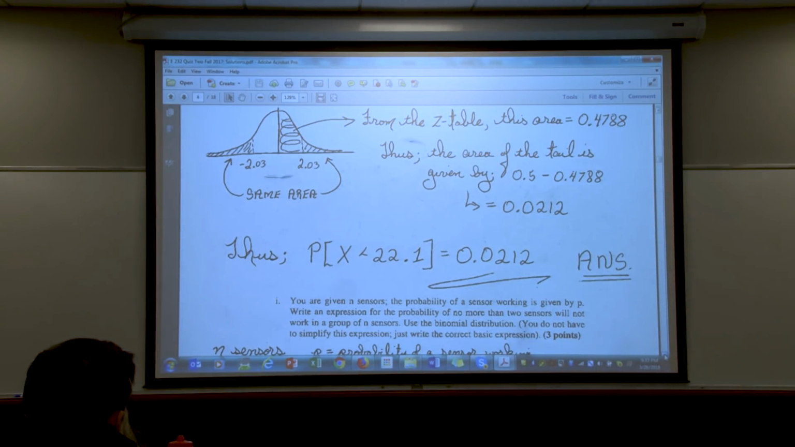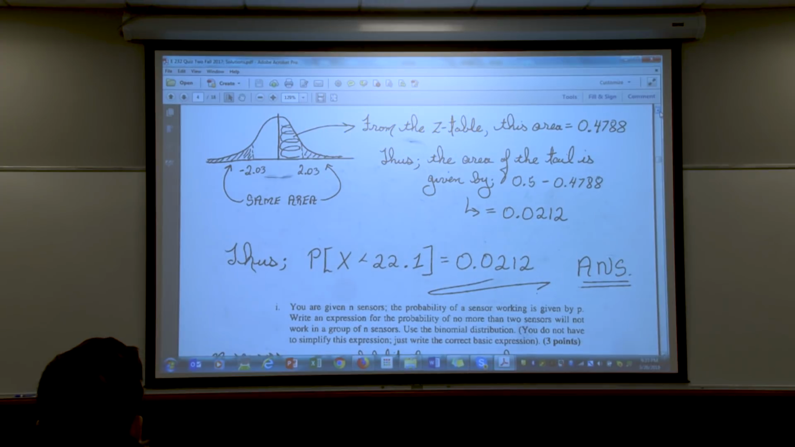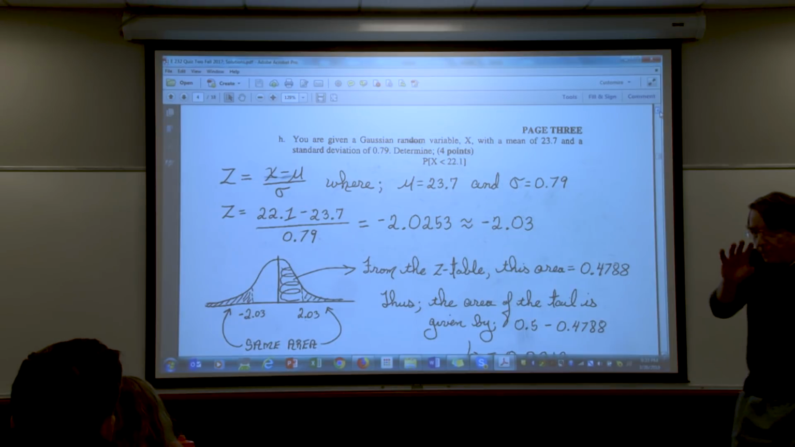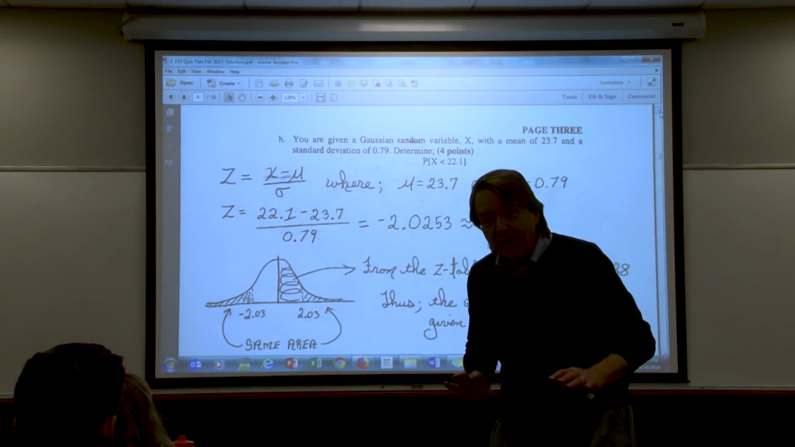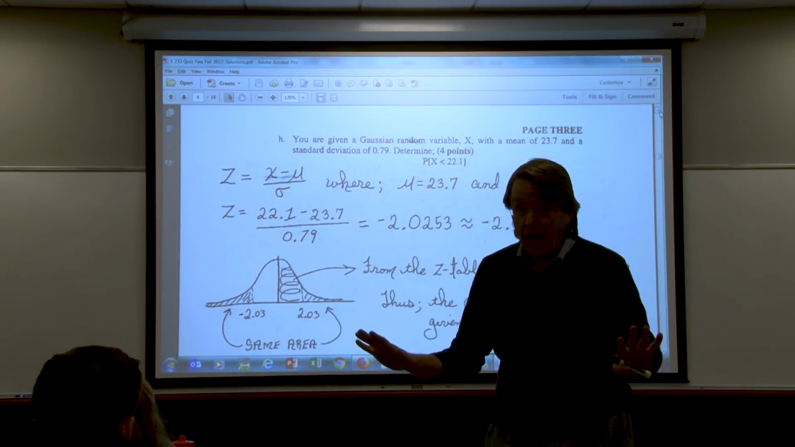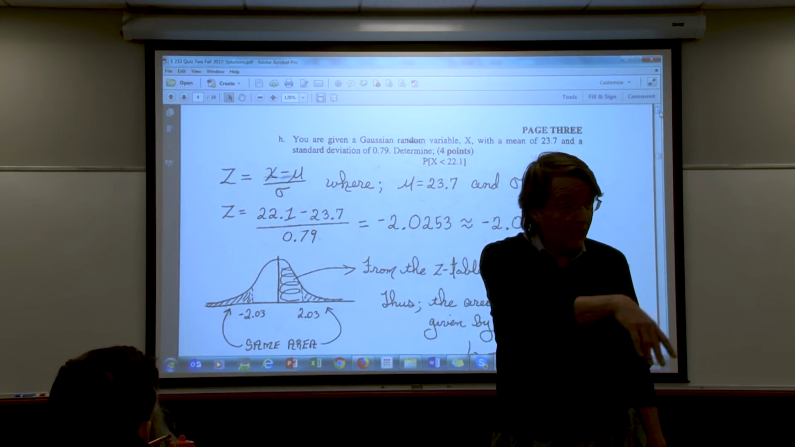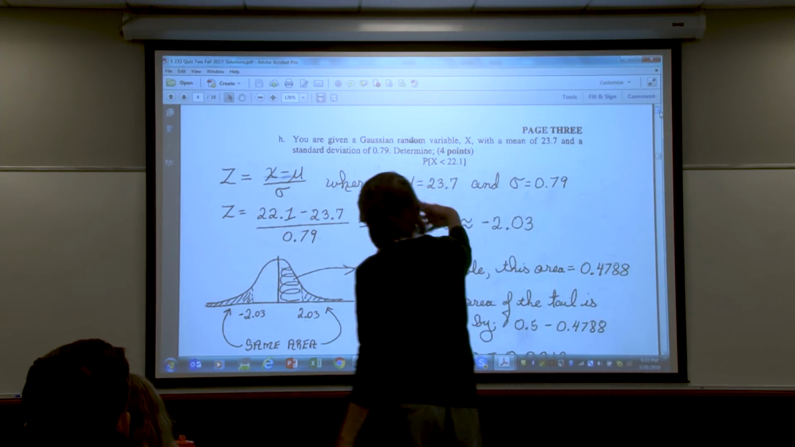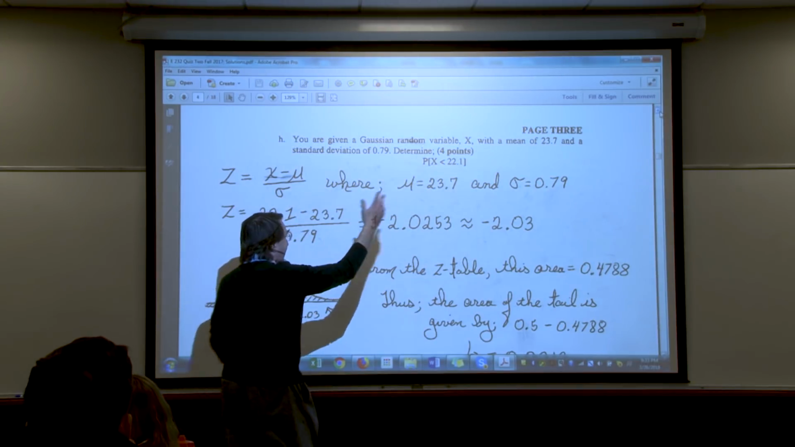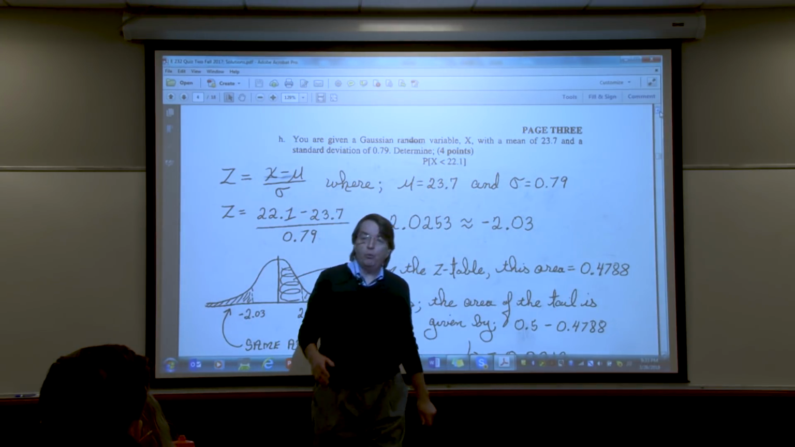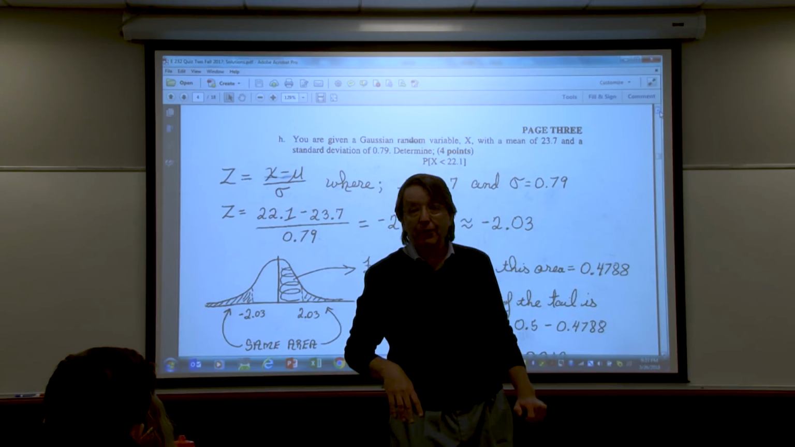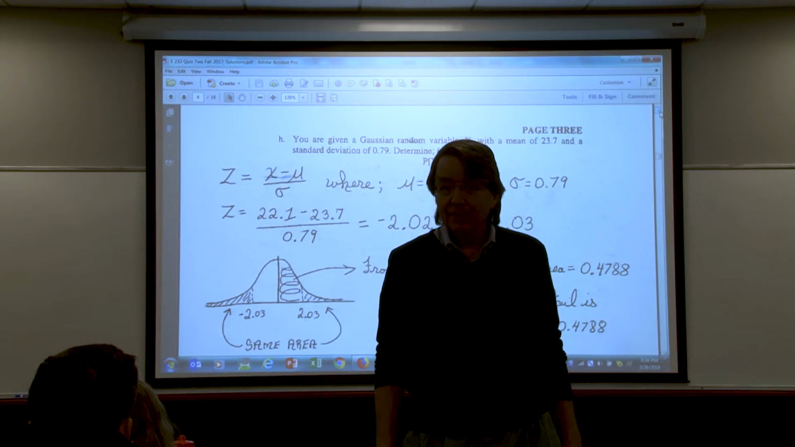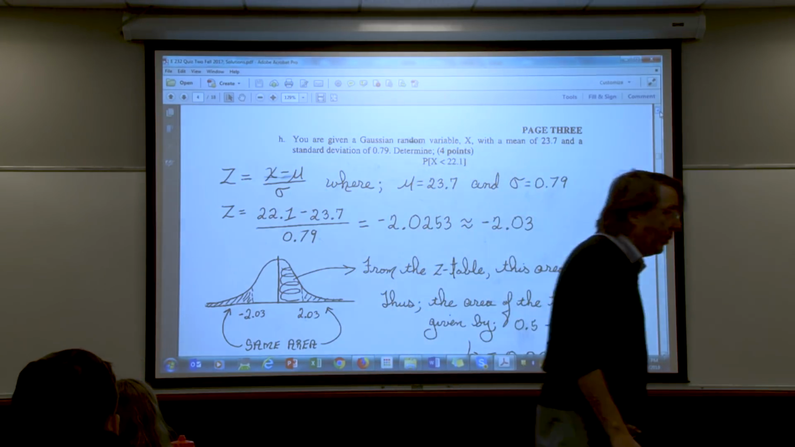Excellent. Sean is asking a question. And Sean, I'm glad you asked the question. I heard in your question a sample mean, and I'm thinking parameter estimation. This was not a parameter estimation problem. This just says I got a Gaussian random variable. I'm telling you it's Gaussian. What's the probability of that Gaussian random variable being less than 22.1? This is not Gaussian parameter estimation. There's no n. There's no sample here. None of that. Did I do okay, Sean? So this is a straightforward Gaussian problem.